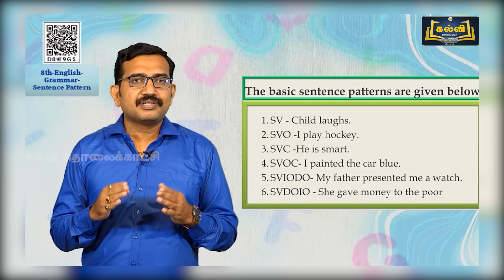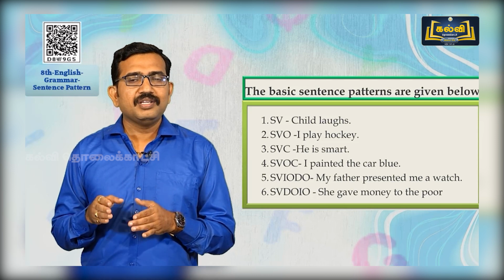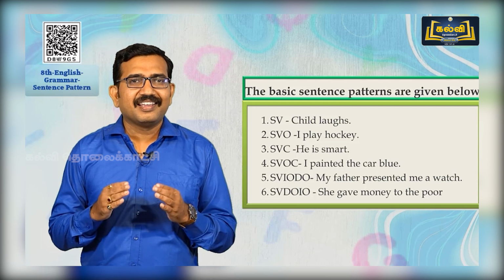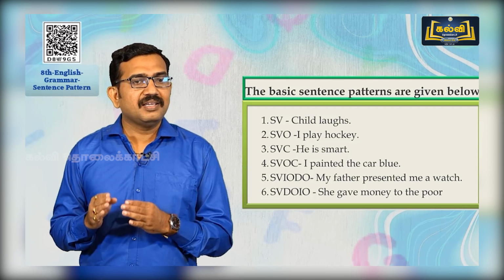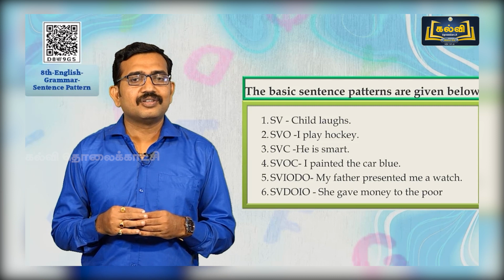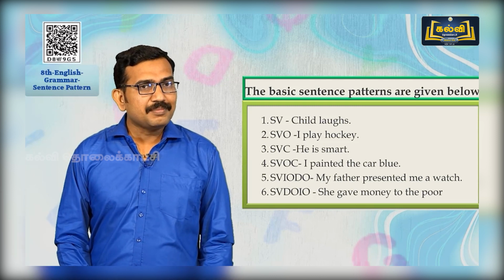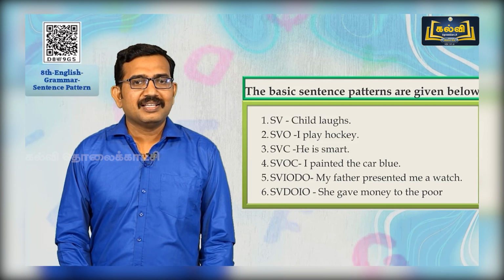SVDOIO: she gave money to the poor. Here, she is the subject, gave is the verb, money is the direct object, and to the poor is the indirect object. So these are some examples which you can see.